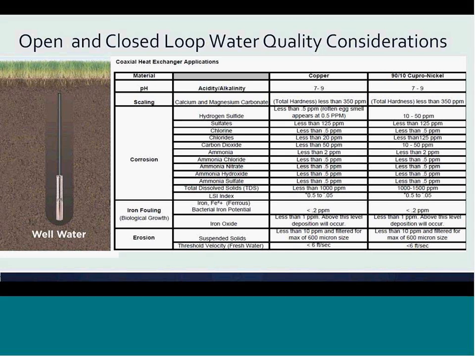Before any ground heat exchanger system of any type is installed, the local authority having jurisdiction, which in California is typically the county, must be consulted.